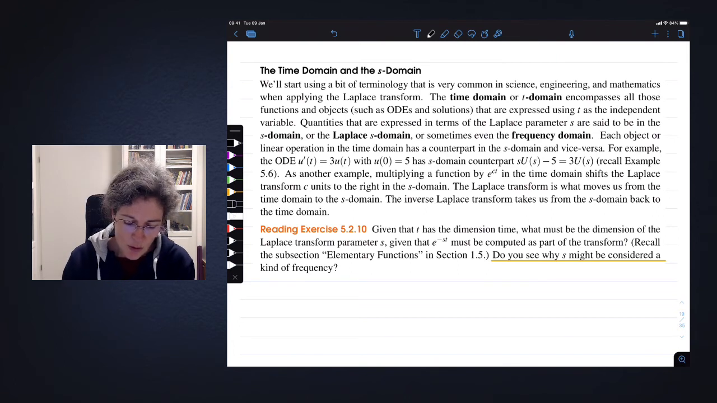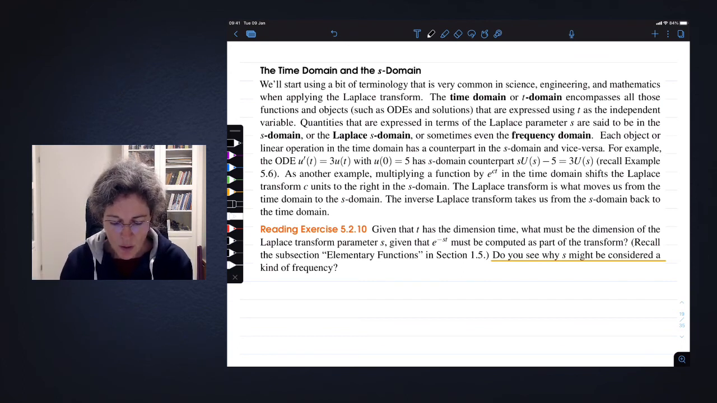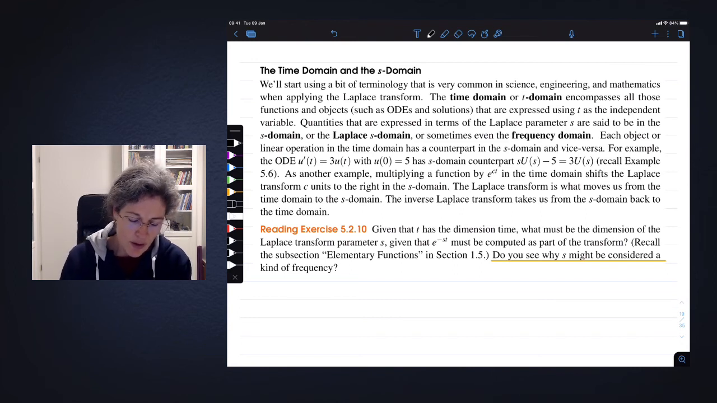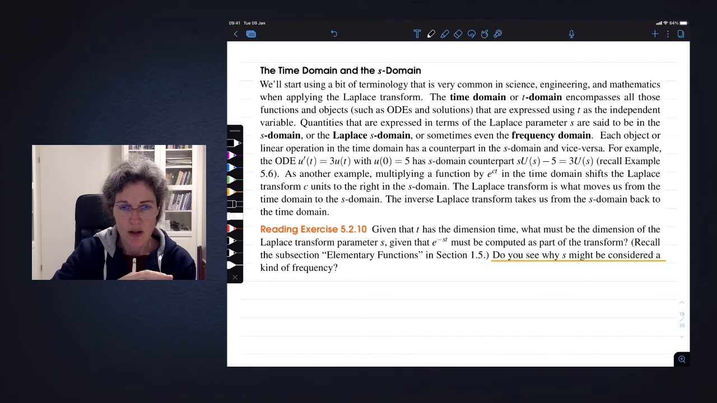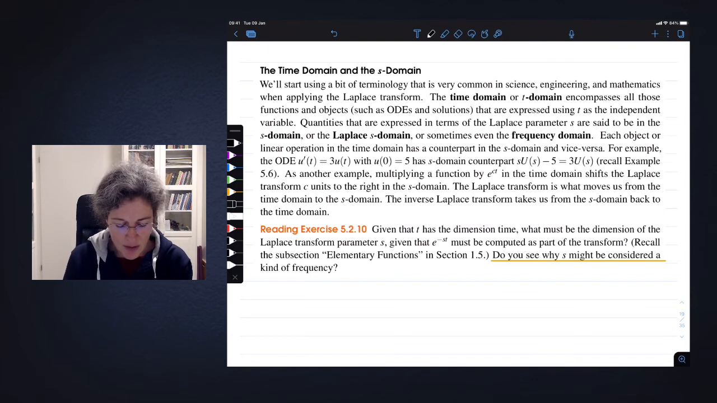When we're talking about the differential equations that we originally have, which usually are looking for a function of time, we say that these are in the time domain, or the t domain, and that's all those functions that are expressed with t as the independent variable. And if we're thinking about the functions that have been Laplaced, so they're functions of s, we call that the s domain or the Laplace s domain. And sometimes we'll think of it as the frequency domain.